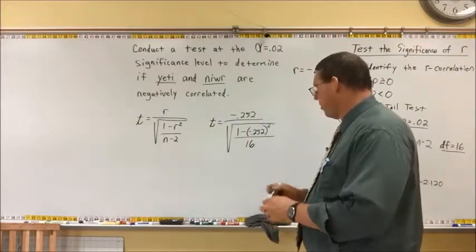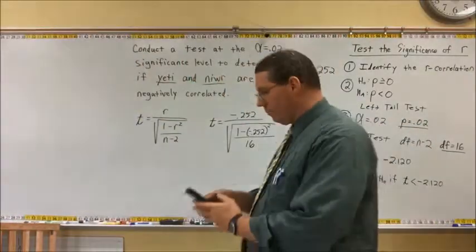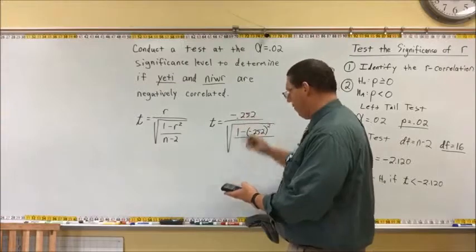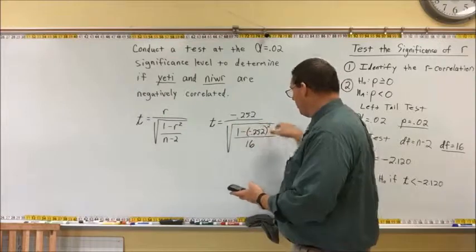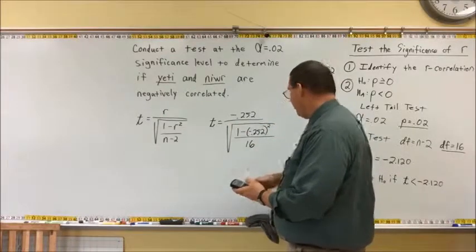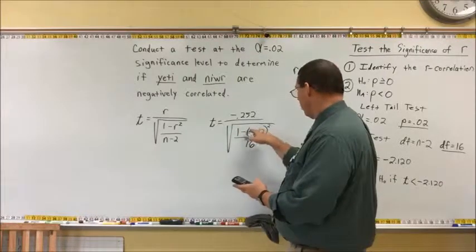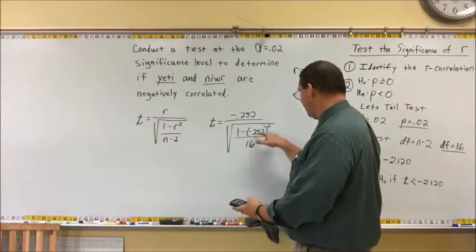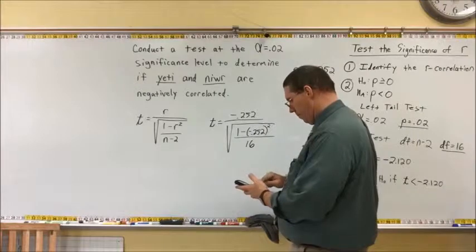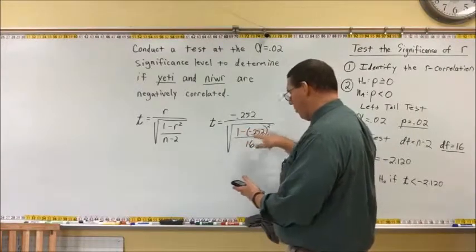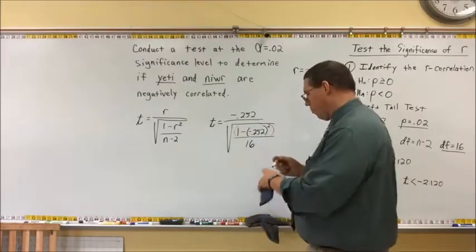So now all I have to do is key this whole thing into the calculator. So let me grab a calculator. Here's what I'm going to key in. Negative 0.252 divided by square root of. Now, I'm going to go parenthesis 1 minus, open a parenthesis, and put in negative 0.252. Close the parenthesis, squared. Then I'm going to close a parenthesis here so that the whole numerator, see what I'm basically doing is I'm putting the entire numerator in parentheses.